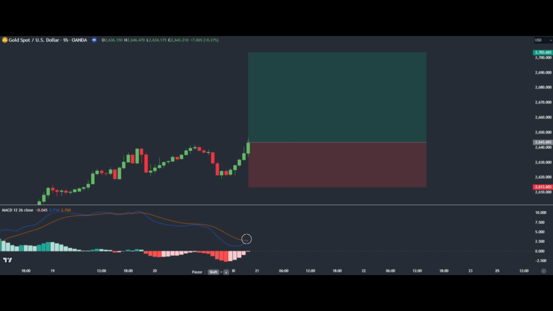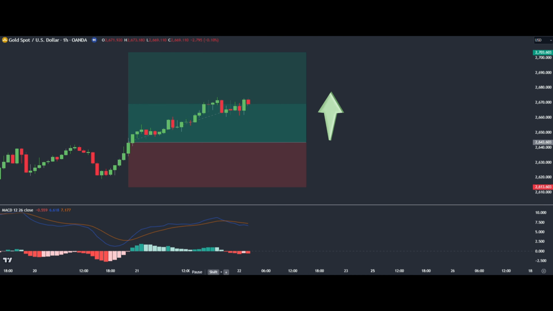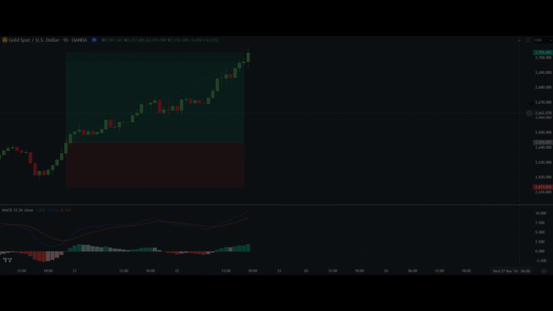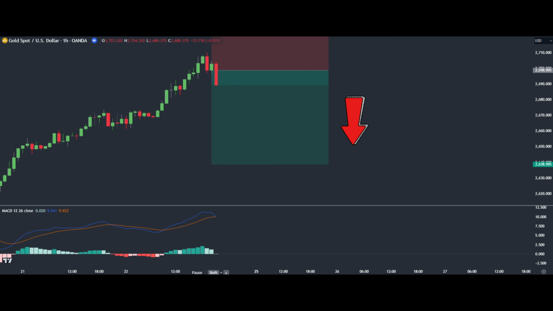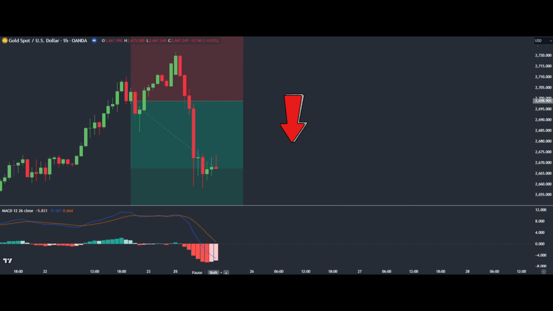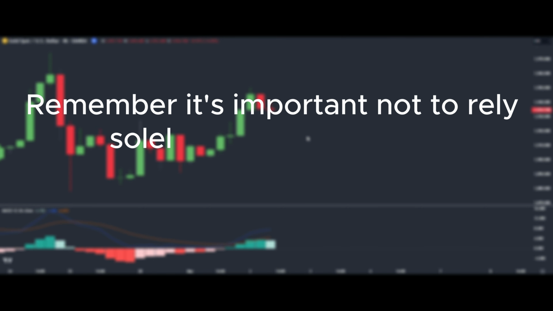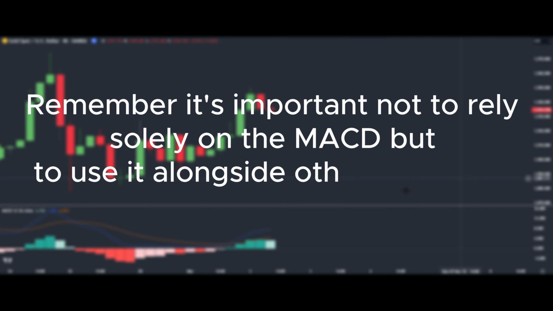Let's take a quick example. Notice how the MACD line crosses above the signal line, a bullish crossover suggesting a potential buy opportunity. When the MACD line crosses below the signal line, a bearish crossover indicates a potential sell opportunity. Remember, it's important not to rely solely on the MACD, but to use it alongside other indicators.